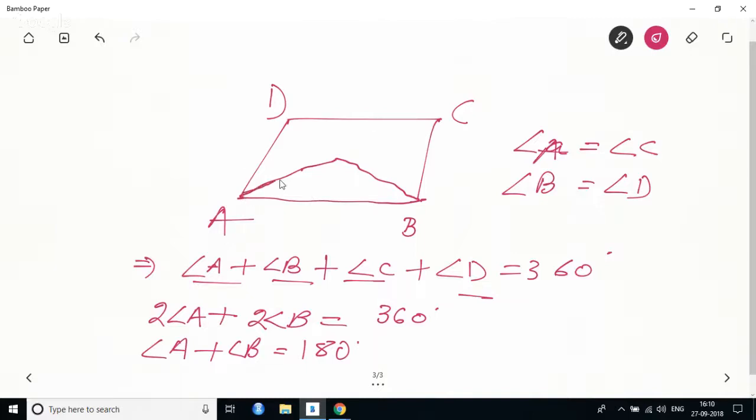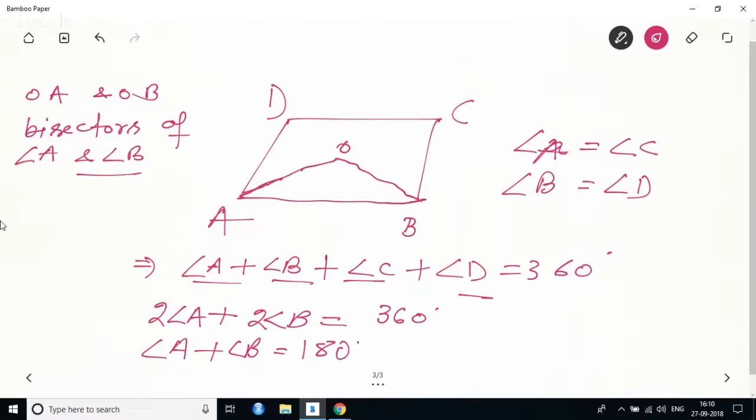Now try to understand what happens. These are the bisectors of, suppose, AO. So I'm writing OA and OB. They are bisectors of what? Angle A and angle B. So what happens? I take half A from here.